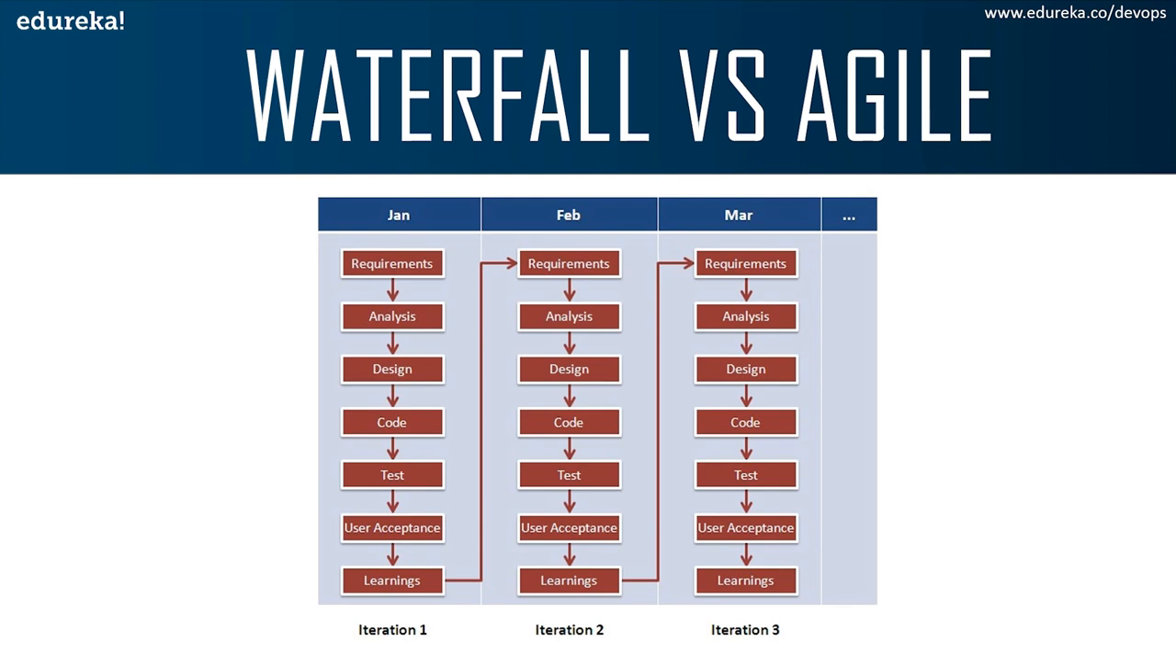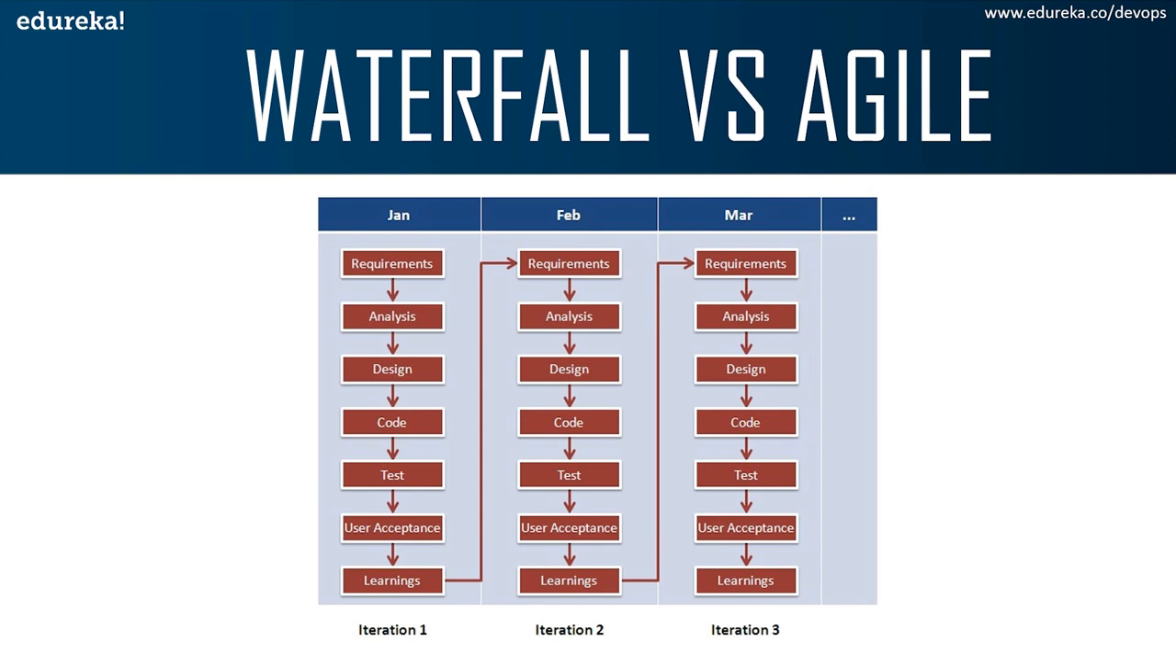So this approach allows the customer to interact and work with the functioning software at the end of each iteration and provide feedback on it. This approach allows the team to take up changes more easily and make course corrections if needed. So in the agile approach, the software is developed and released incrementally in iterations.